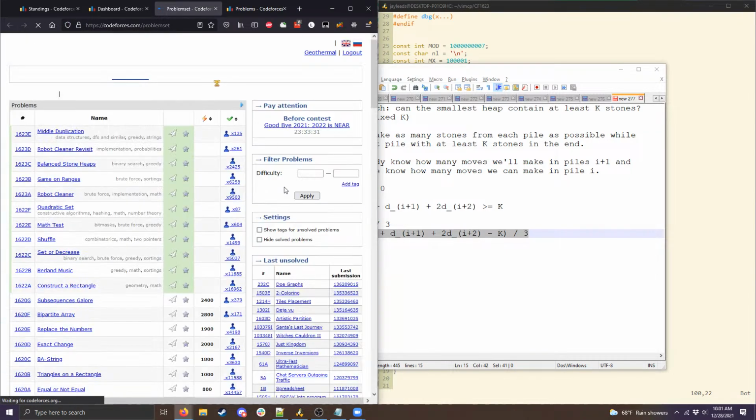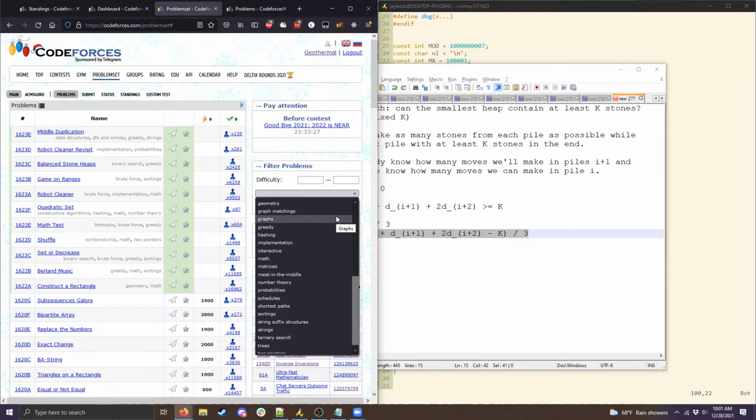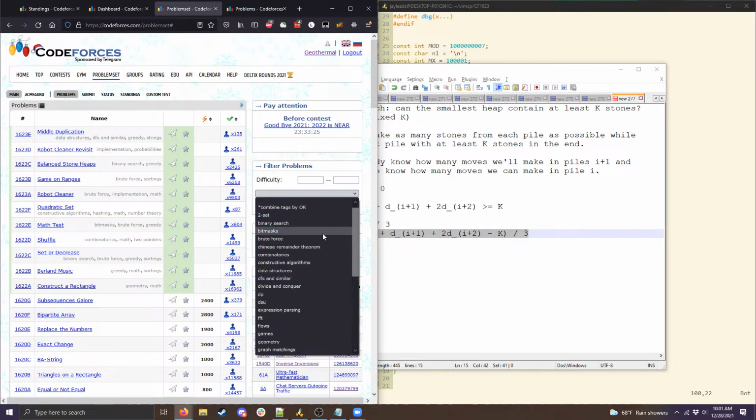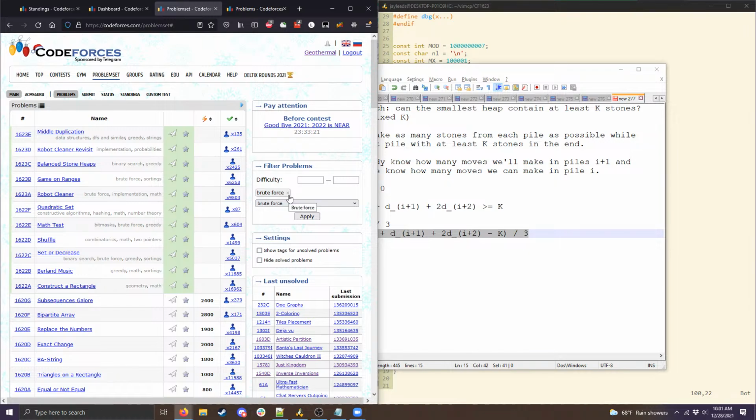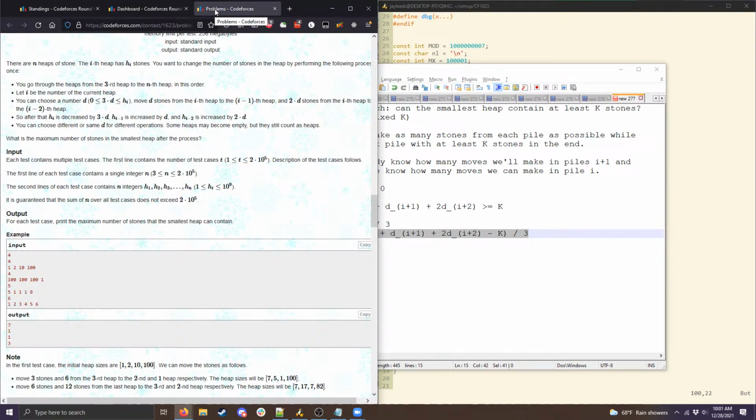And let me see if they do they have a simulation tag here? I don't think so, but I think maybe what you can do is filter the problems by brute force and then solve whichever ones are lower than a certain level of rating, and that'll help you start thinking about when you can use brute force techniques and how you can implement them.